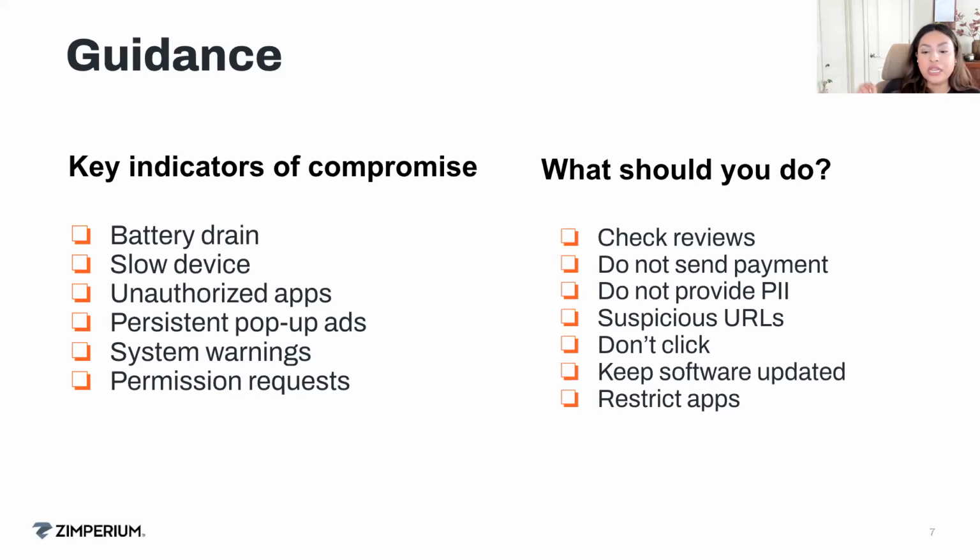I think really taking a look at your mobile device and being self-aware. Is your mobile battery draining faster than usual? Is your mobile device slowing down while processing a request? Unauthorized apps installed without the user's knowledge. Take a look at your app library. Are there some apps that you may not remember that you installed, or is there an app installed on your phone that you don't recognize? And then, are there persistent pop-up ads?